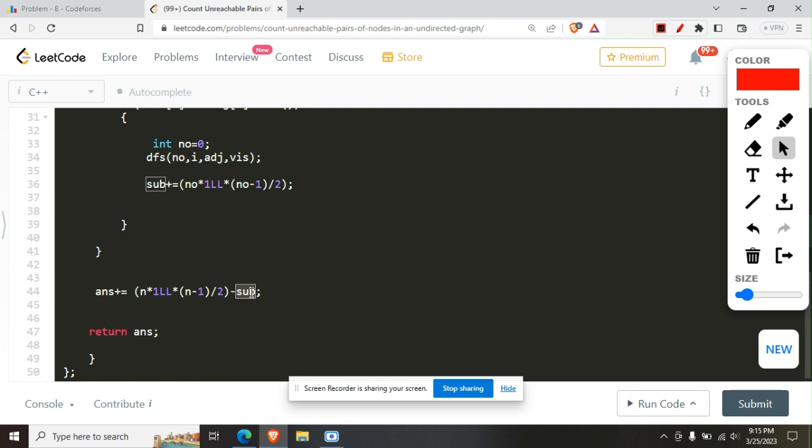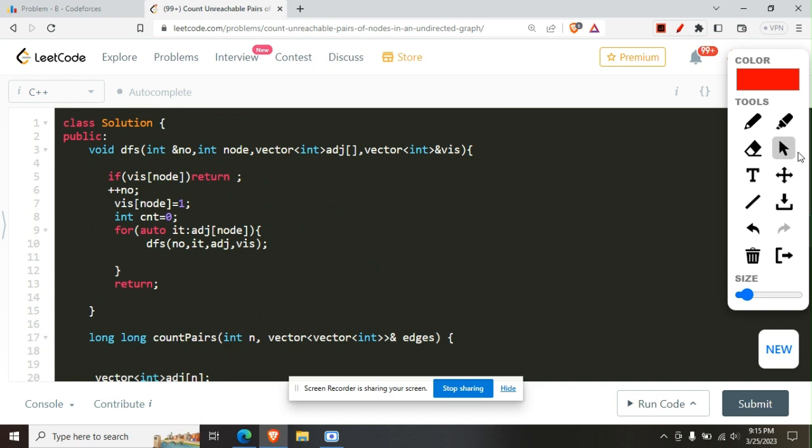Now I'm storing everything in a sub variable. Okay, and at the end of the day, what are we doing? We find out the total number of pairs we can find, and the not needed part of the pairs that we can subtract from our answer. That is what we are doing here. We're just taking out the total number of pairs and subtracting the unwanted pairs. And the unwanted pairs are the ones which are totally reachable by one another. Okay, and at the end of the day we are just returning the answer.